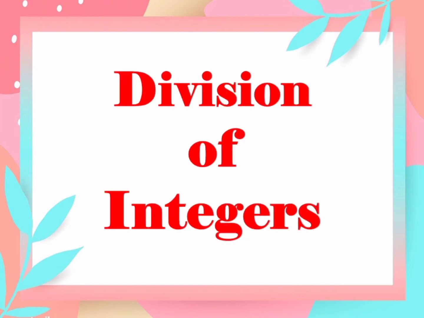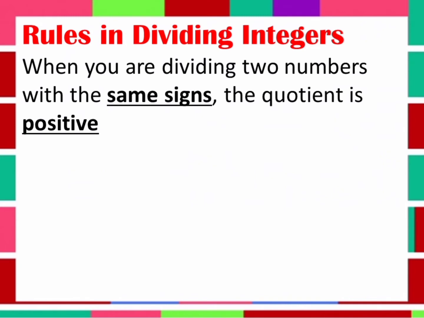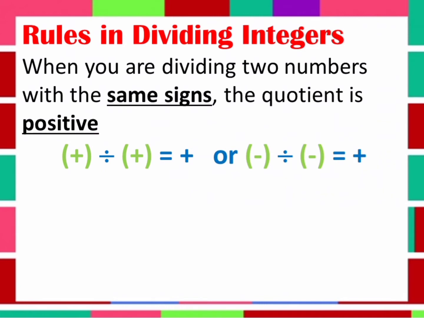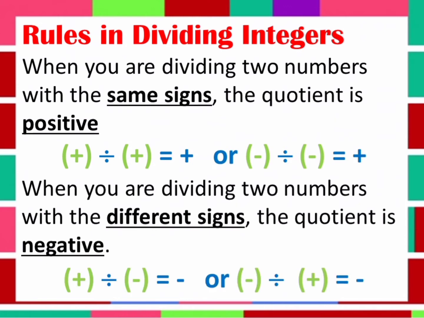Now, what are the rules in dividing integers? Did you know that the multiplication and division of integers has the same rules? So, when you are dividing two numbers with the same sign, the quotient is positive. And when you are dividing two numbers with a different sign, the quotient is negative. So as you can see, multiplication and division of integers has the same rules.